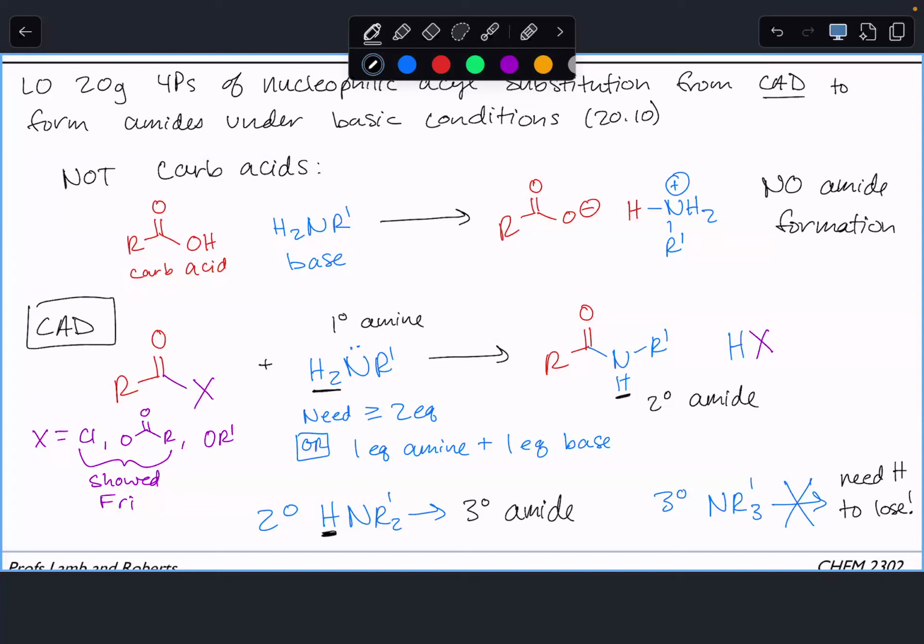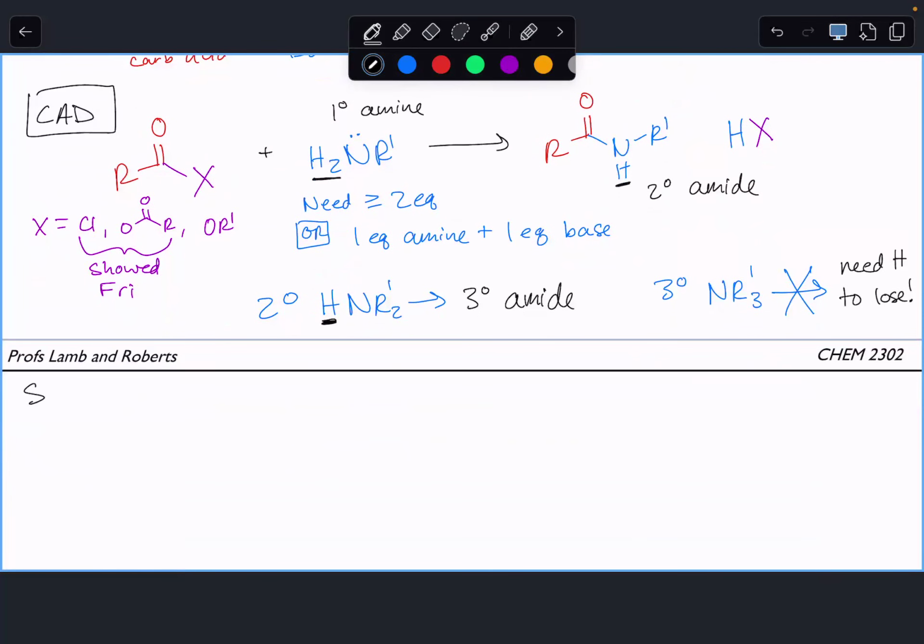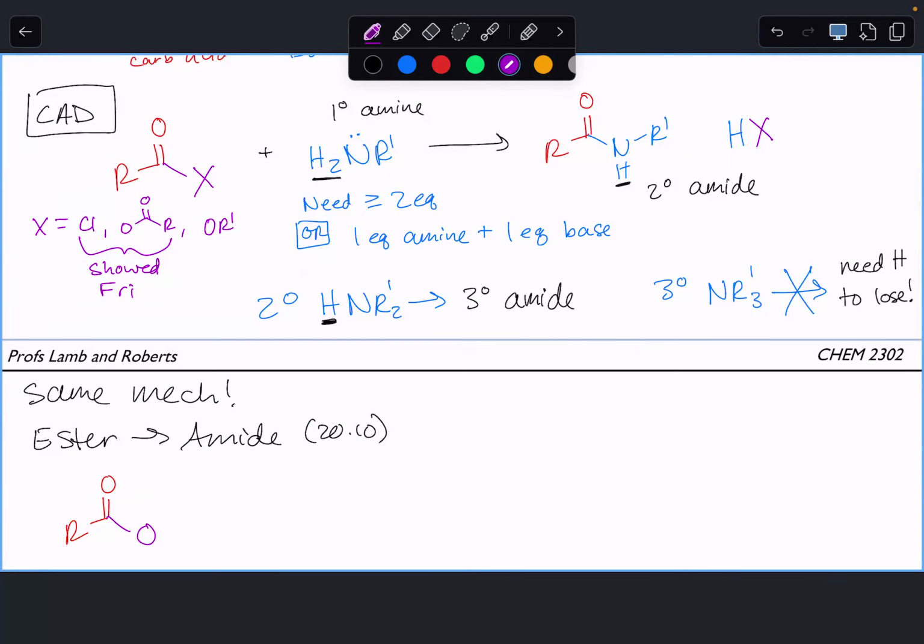Okay. So let's go through the mechanism with esters, because we've already done it with acid chlorides and anhydrides. It's not different. It's still a nucleophilic acyl substitution. So same mechanism. But let's just talk about the ester to amide version. Okay, so we will start with our ester. So let's say something like this.